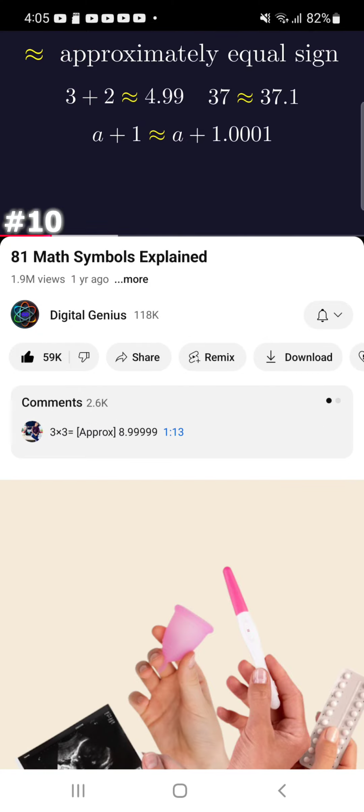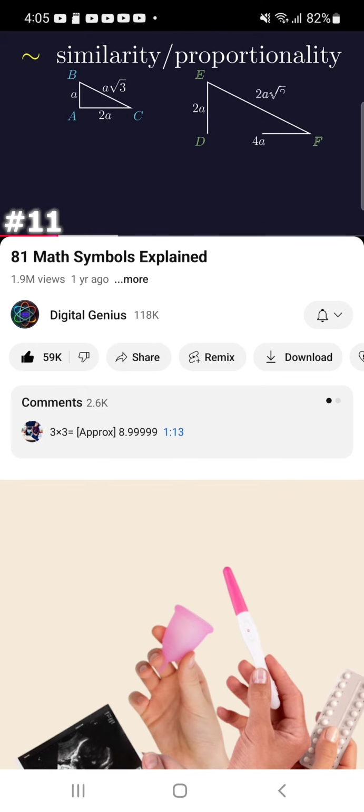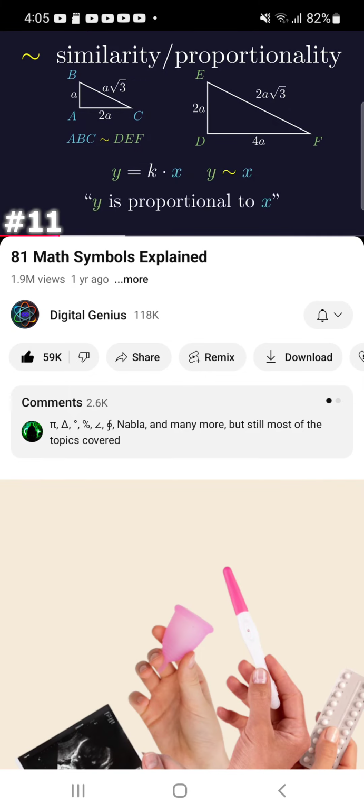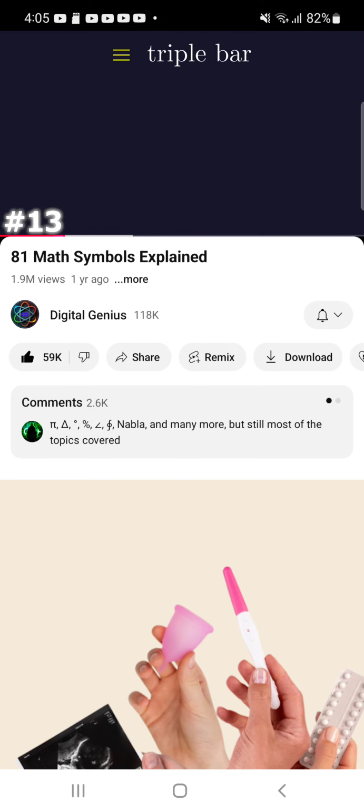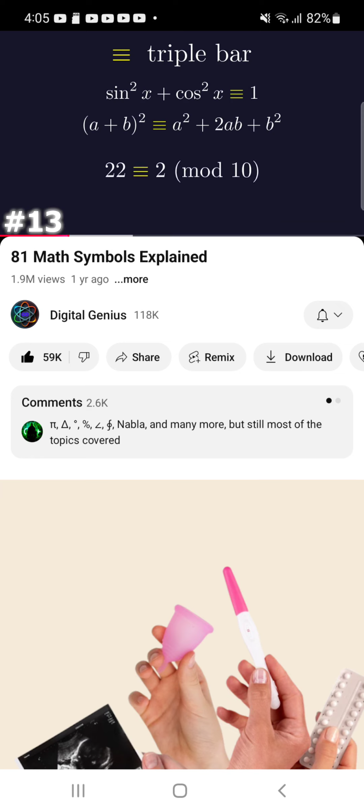Approximately equal sign is used when two values are not exactly equal but are close enough. Instead of approximately equal sign, we can also use tilde. But tilde also denotes similarity or proportionality. This symbol that looks like an unfinished infinity also represents proportionality. The triple bar or the equivalence sign can be used to denote an identity, but its more common use is to denote congruence in modular arithmetic.